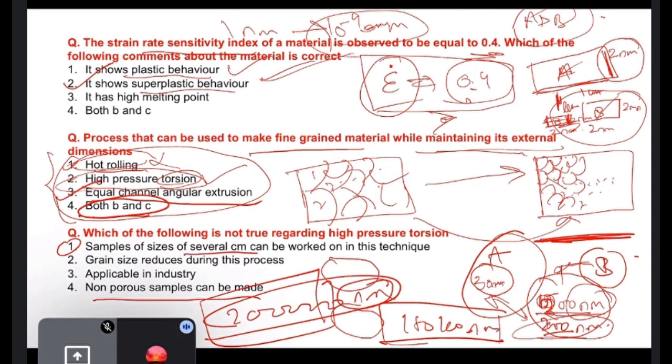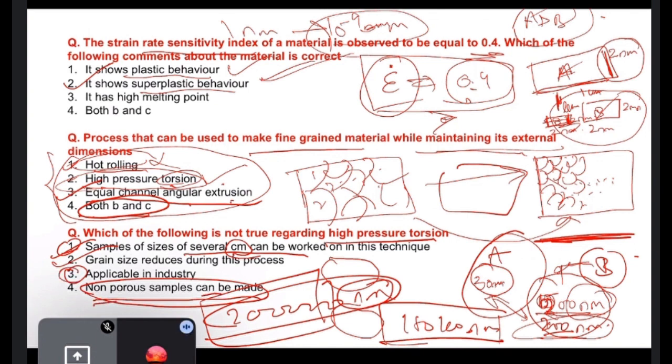It is saying that you can put any macro sample. Yes, this option is right. Yes, you are right. But do you understand what option 1 says? Why is option 1 correct? The technique is to get the material to nano size, so the material should be in bulk size. So it is saying that several centimeters of the samples can be put into the high pressure torsion technique, and it will reduce the material, right? Grain size reduced during this process, this is also right. And it is also a technical fact that non-porous samples are made. In both techniques, equal channel angular extrusion and high pressure torsion, non-porous samples are made.